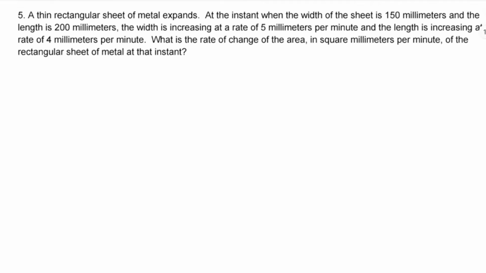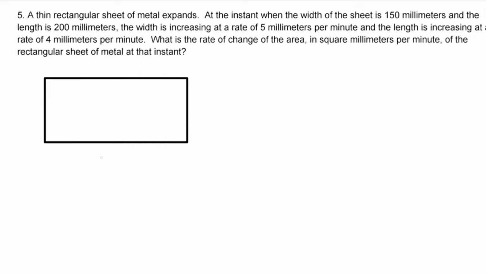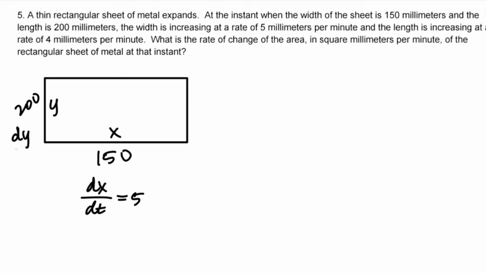All right, now a thin sheet of metal expands and it's a rectangle. The instant when the width of the sheet, let's see, the width is 150 and the length is 200. Width is expanding, okay, so I'm going to call them x and y. Width is expanding at a rate of 5 millimeters per minute. So dx/dt equals positive 5. Length is increasing at 4, so dy/dt is positive 4. What's the rate of change in the area in square millimeters per minute of the rectangular sheet of metal at that instant?